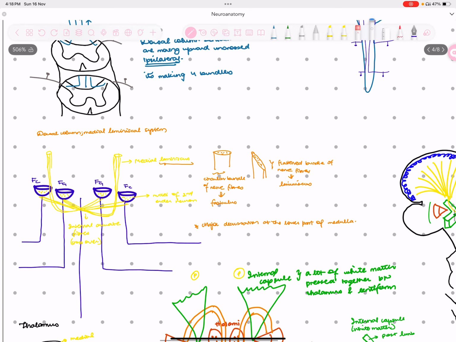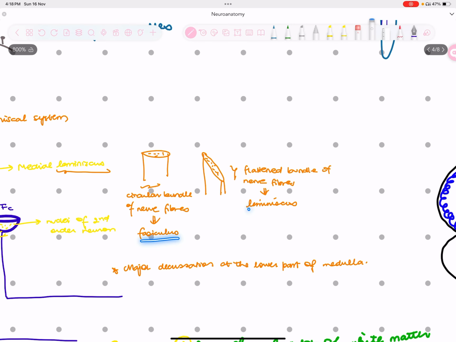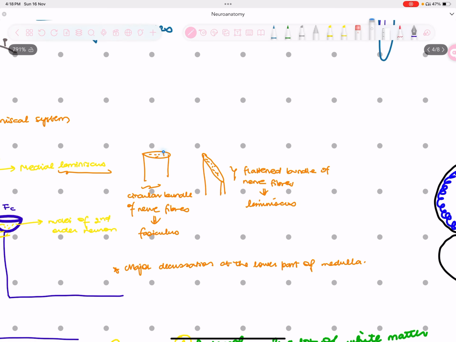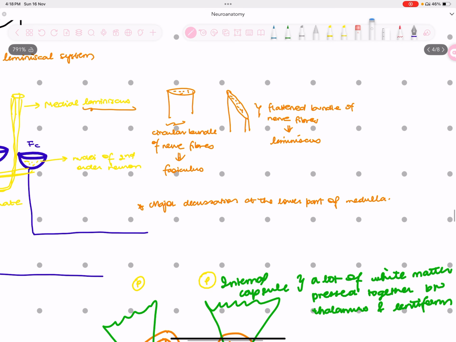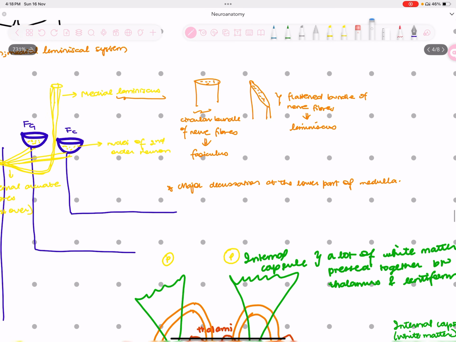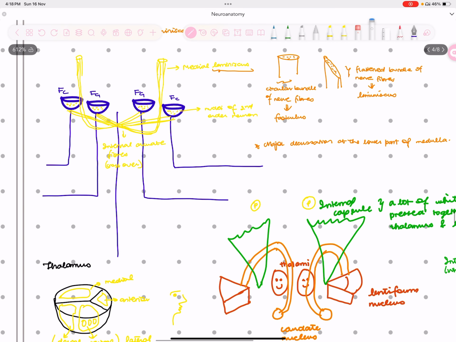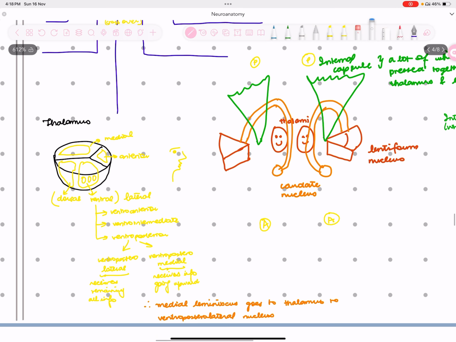So now, what's the difference between fasciculus and lemniscus? Fasciculus is basically a circular bundle of nerve fibers. Lemniscus is more of a flattened bundle of nerve fibers. A flattened bundle of nerve fiber is lemniscus, and a circular bundle of nerve fiber is fasciculus. Okay, done.